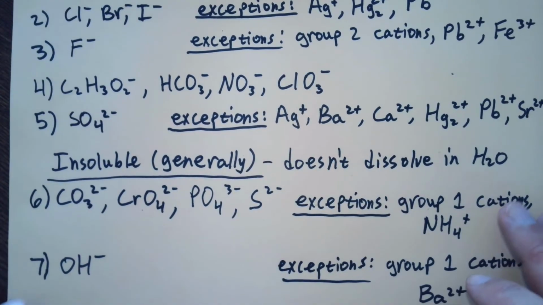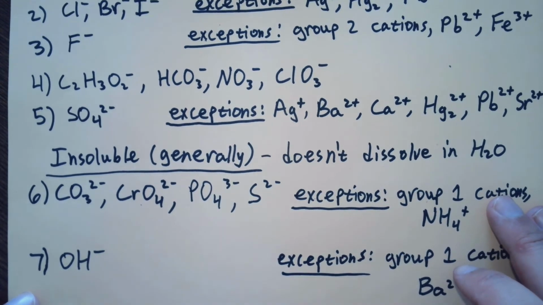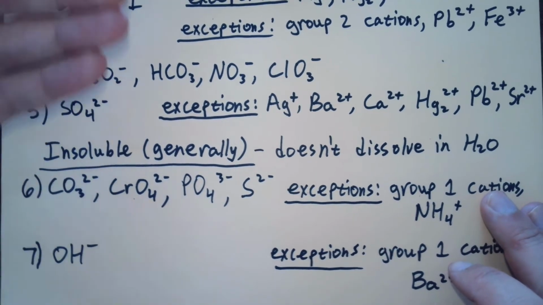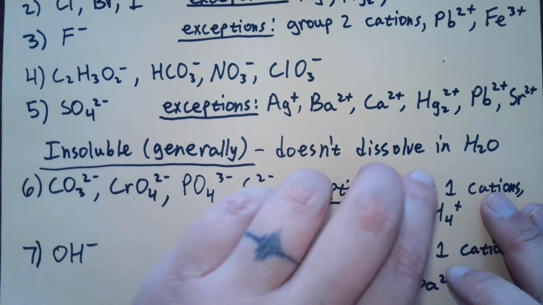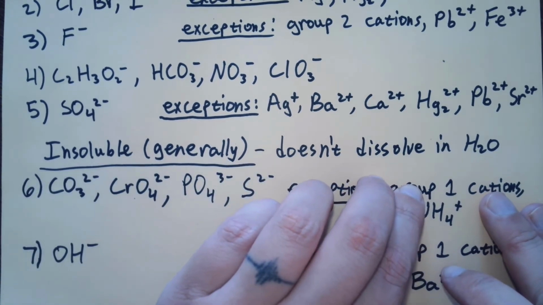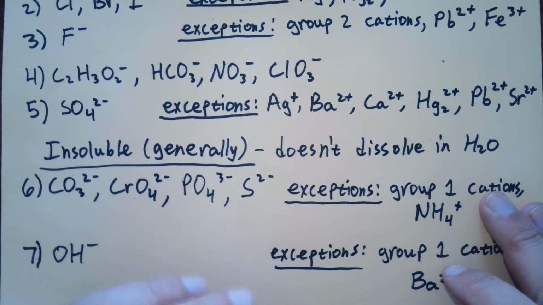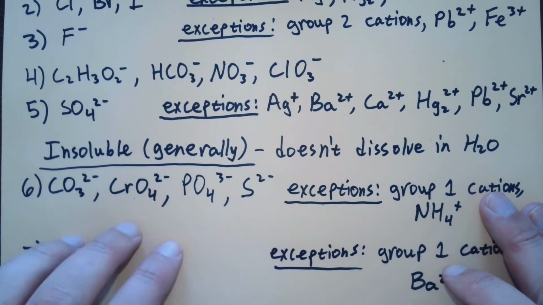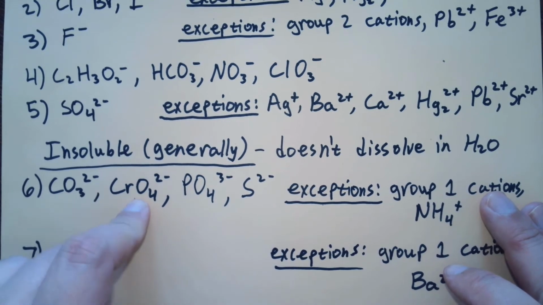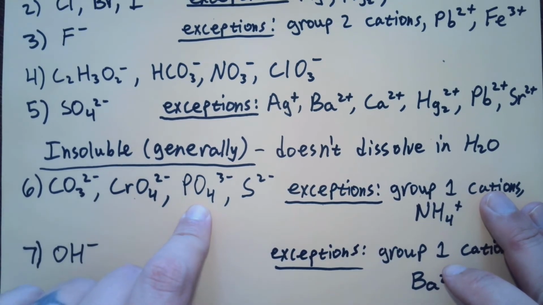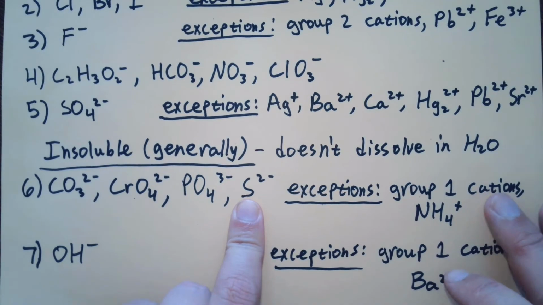Insoluble. So the first 5 rules here were things that are generally going to dissolve in water. This is where these rules get a little bit tricky, because the whole perspective shifts. Now it's like this stuff doesn't dissolve in water unless it's paired with something that makes it actually dissolve. So carbonates tend not to dissolve in water. Chromates tend not to dissolve in water. Phosphates are not very soluble. Sulfides are not soluble.